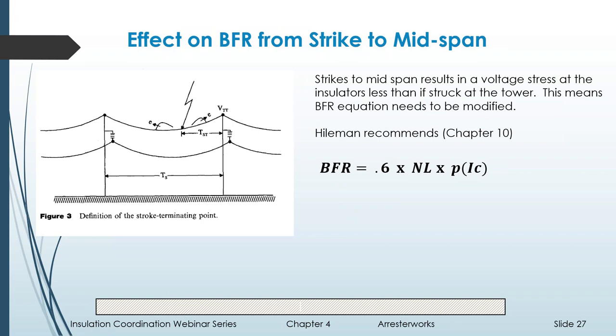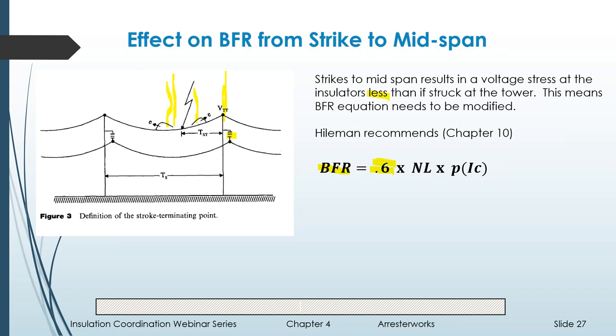Let's go over each one of these variables that can change the calculation of the backflash rate. First one is what happens if it hits right at the tower, or if it hits midspan, or if it hits a quarter of the way out. There's been a lot of work in this area, and we know for certain that the voltages at midspan, the stresses on the insulators, are going to be different than they are if you hit right at the tower. And so according to Heilman, and other people have studied it, there's less stress on the insulators when you have a strike to midspan. So they've come up with an average of 0.6.